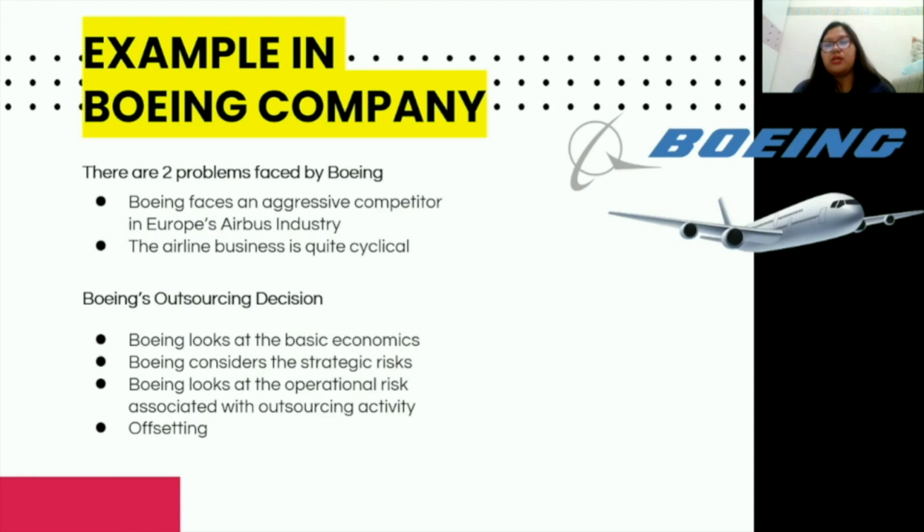The third one is Boeing looks at the operational risk associated with the outsourcing activity. They need to make sure that they won't become too dependent on a single supplier for their critical components. And the last one is offsets. So Boeing considers whether it makes sense to outsource certain activity to a supplier in a given country to help secure orders for commercial jet aircraft from that country.